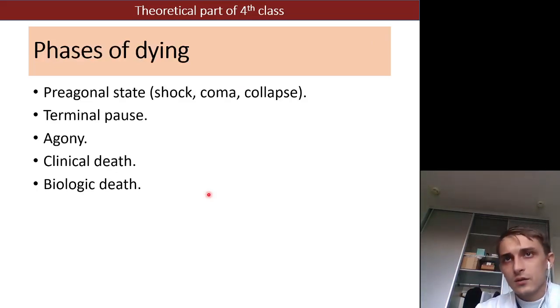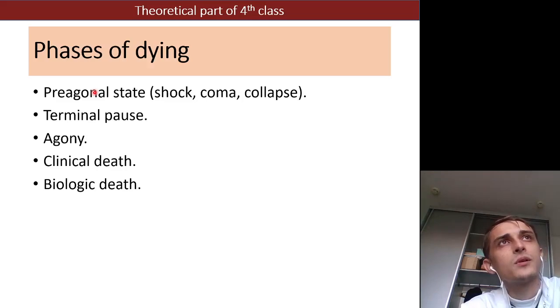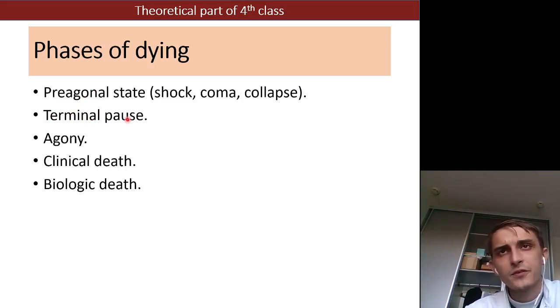There are stages of dying. There are five stages of dying. The first stage is shock, coma, and collapse, and it's called pre-agonal state. Here we will see the patient in coma, for example, with decrease of emotional activities. We will see after it a terminal pause, when the heart, the breathing, and all muscles will not have any actions. And after it, we will see agony.